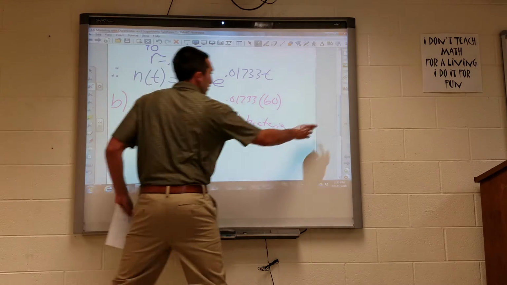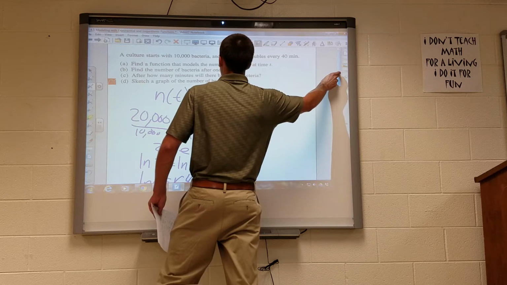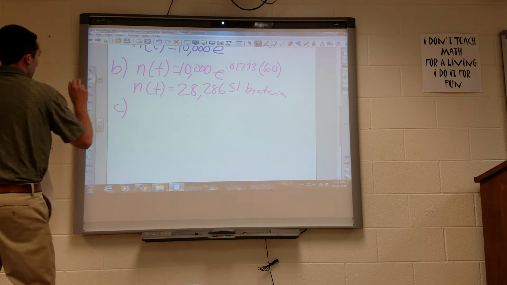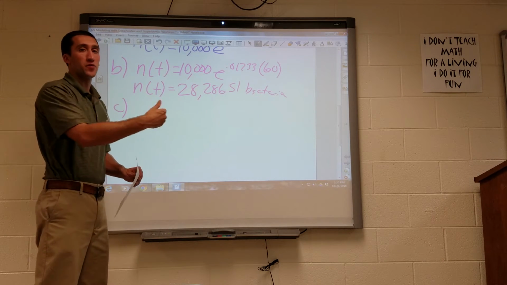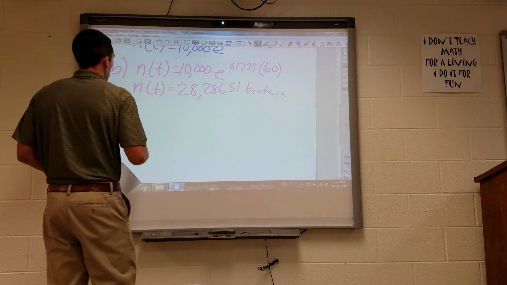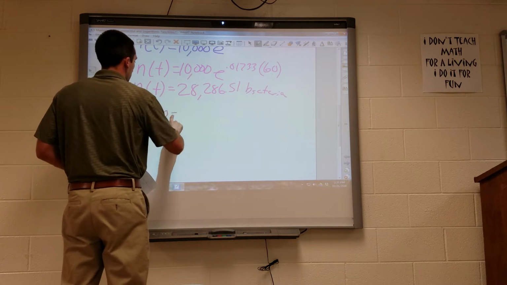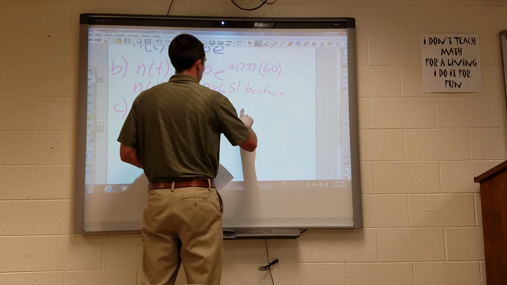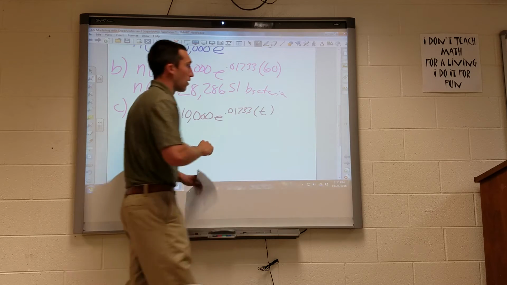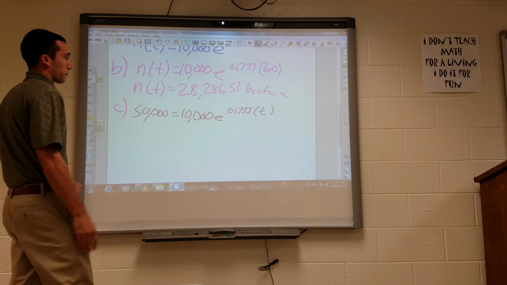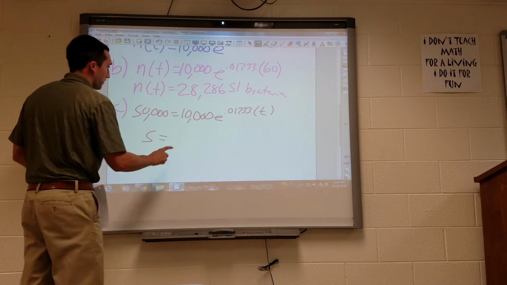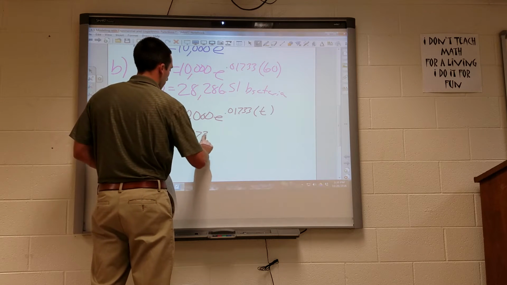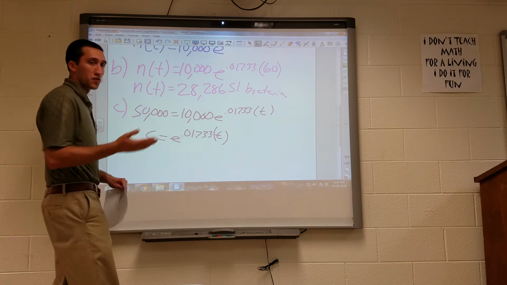C then asks, how many more minutes will there be 50,000 bacteria? So now we're going to be solving in how many minutes? We're going to be solving for the variable t. So we know we want to figure out how long it'll take to get to 50,000. We know my rate. So first thing I'm going to do, move my 10,000 to the other side. So when I divide both sides by 10,000, I get 5 equals e raised to the 0.01733 times t.